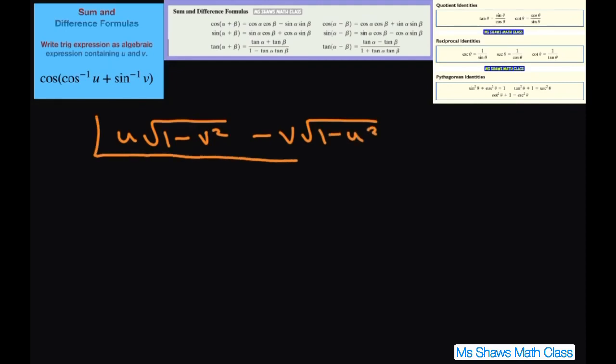So cosine of alpha is u. Cosine of beta is square root of 1 minus v squared, minus sine of alpha, which was square root of 1 minus u squared, times sine of beta, which was v. So we wrote an algebraic expression containing u and v.